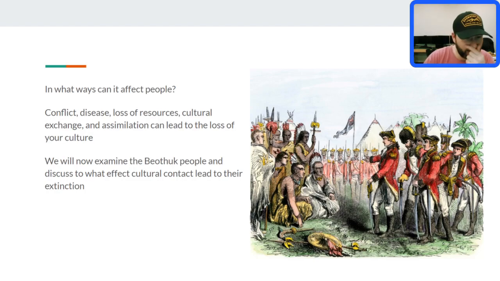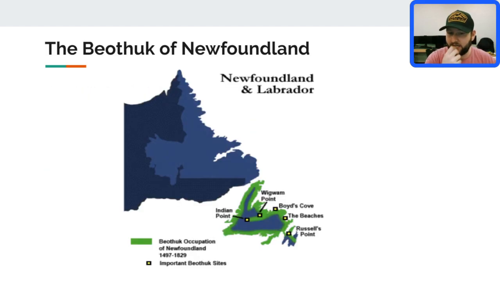Okay, so now we're going to take a look at the Beothuk people and discuss what cultural contact can lead to, and specifically with these people, how it led to their extinction. Okay, so if you take a look at this map right here, this is Newfoundland and Labrador. You can see the Beothuk occupation of Newfoundland. Right down there is where a lot of those cultural sites still are today, where their tribes were, where they could access the water as well as the land to feed themselves, to hunt, to gather, right?